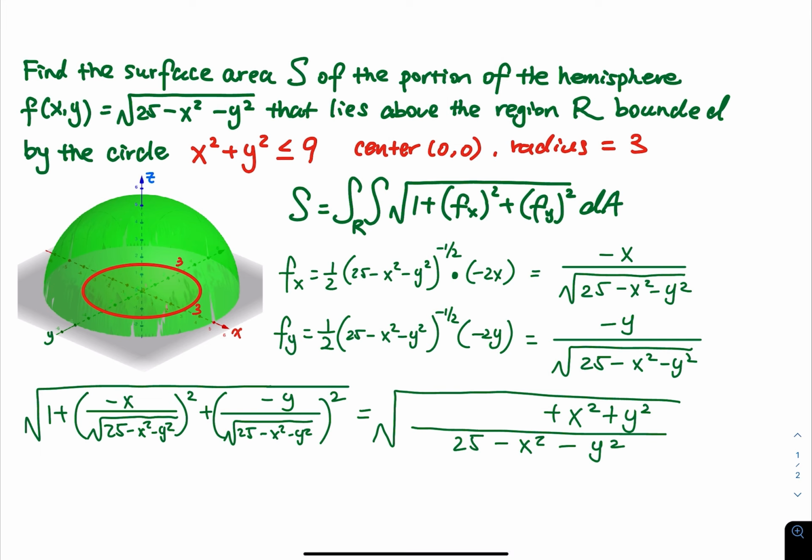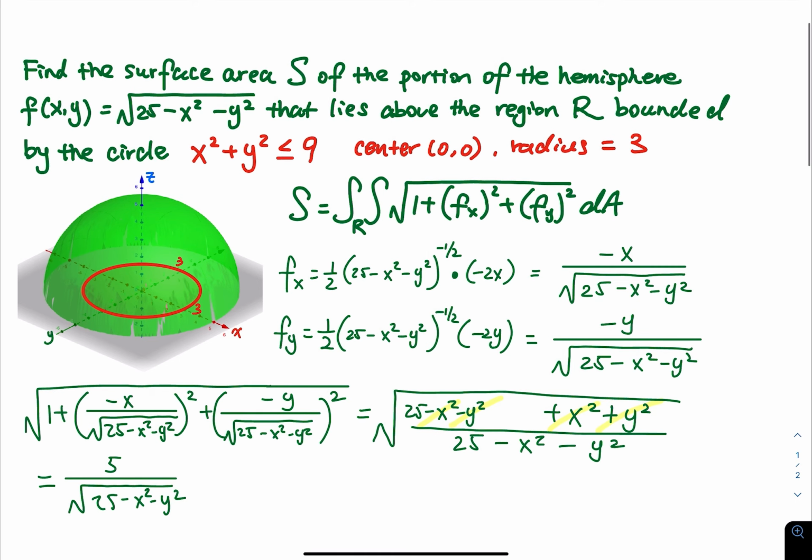And then how about the 1? The 1, you will have to get a common denominator, which is 25 minus x squared minus y squared. That is how you rewrite the 1. And then you see that the x squared is cancelled, and the y squares are cancelled. So you have a 25 on top. You take the square root of that, which is equal to 5, right? Divided by the square root of 25 minus x squared minus y squared.